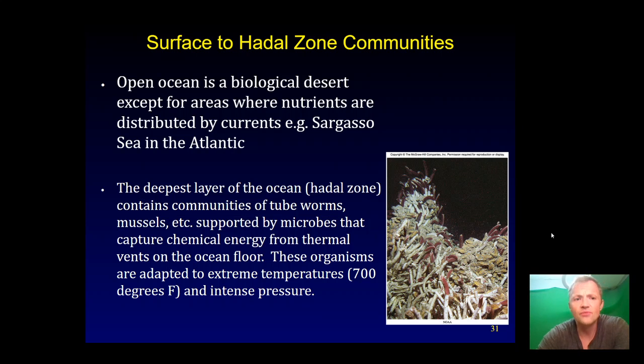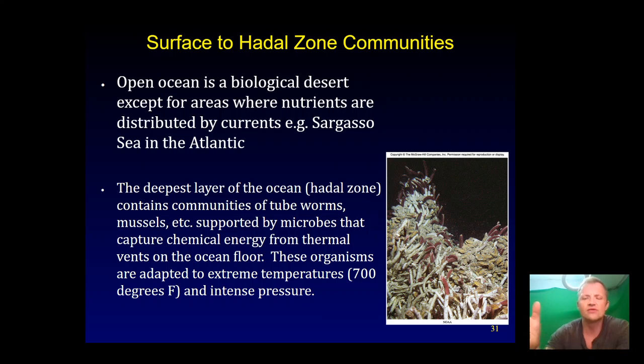Surface to hadal zone communities. So this is talking about communities that go from the very surface all the way down to the hadal zone. Open ocean is a biological desert, except for areas where nutrients are distributed by currents. The Sargasso Sea in the Atlantic is an example of it. But what this is really saying is, when you think of the deep ocean, or the center of the Pacific, as long as it's not by an island, those tend to be dead zones. You don't see a whole lot of life there because there is no nutrient system. There's nothing to get it started, right?